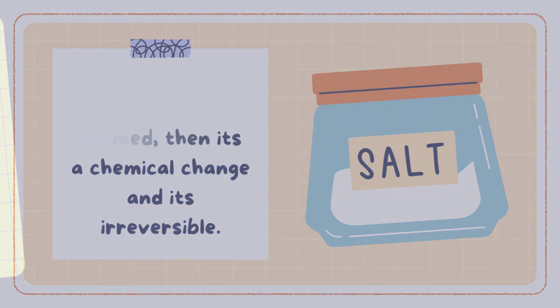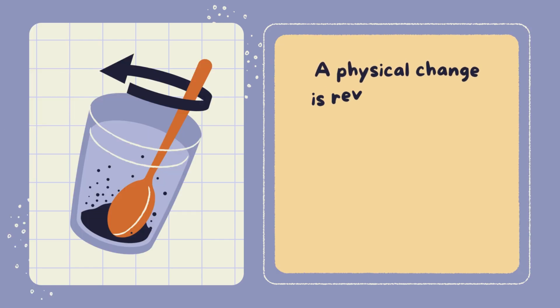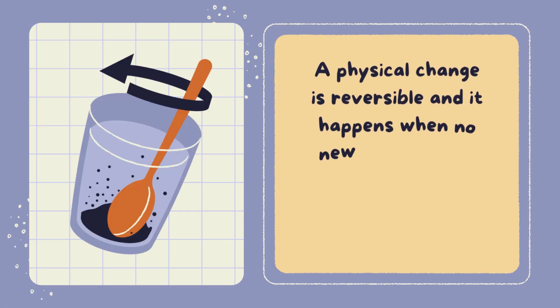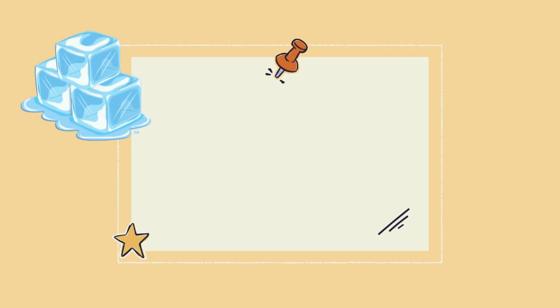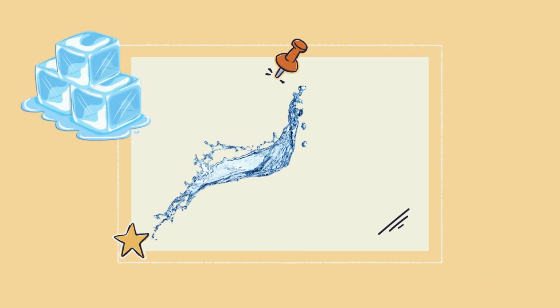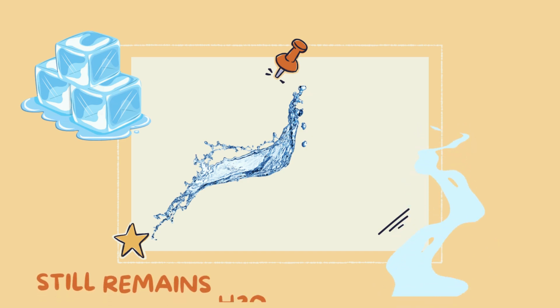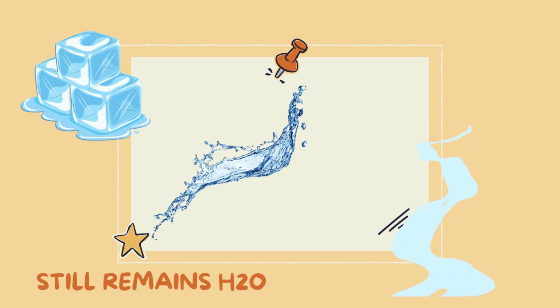And a physical change, it's like just a state swap. It's just a change of the state, nothing else. The substance will remain that substance. For example, if we have ice and we melt it, it turns into liquid, but H2O, water, still remains H2O. The substance will not change.